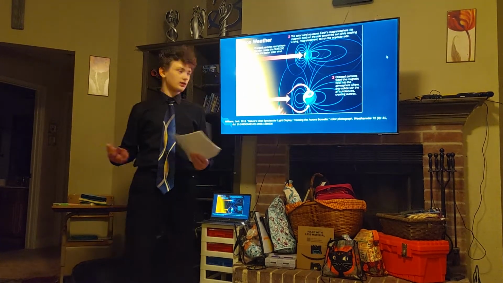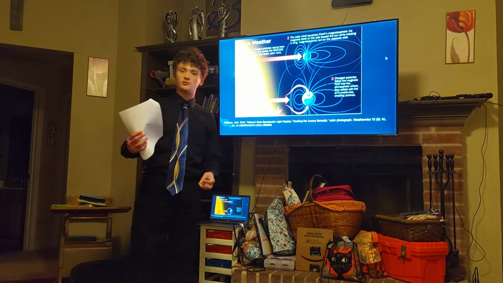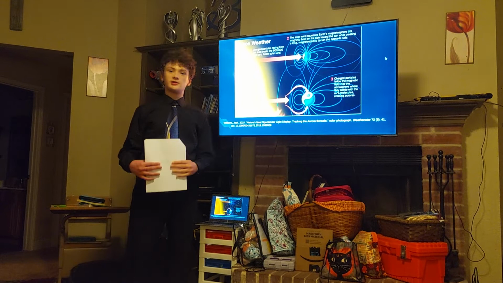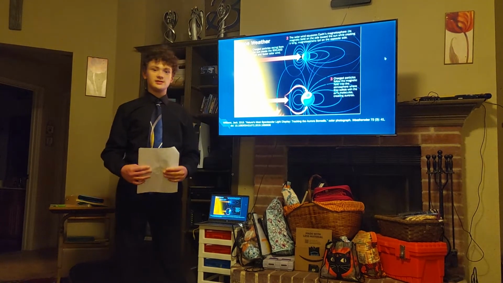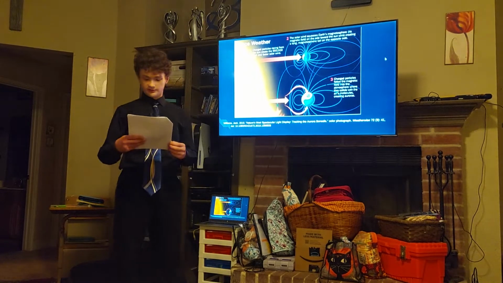This works like a neon light. The electricity follows the magnetism to the poles, where it collides with gas molecules in the atmosphere, and these gas molecules become excited until they start to glow various colors.